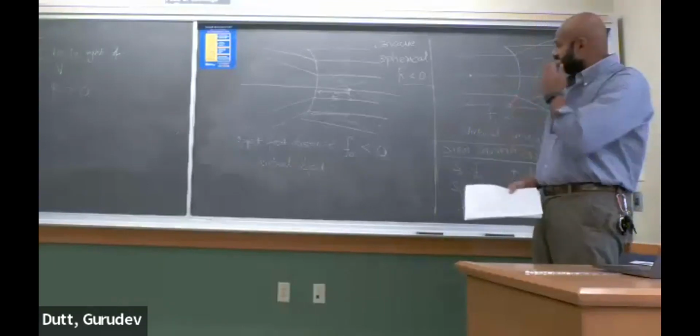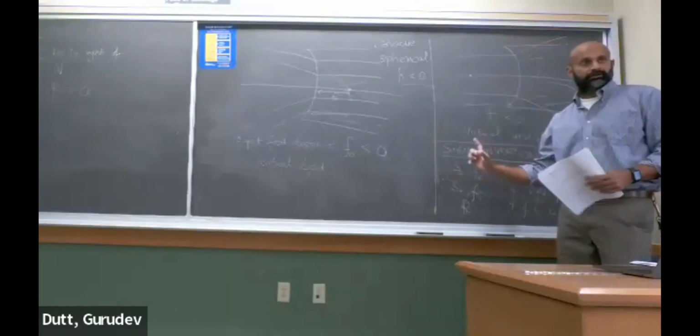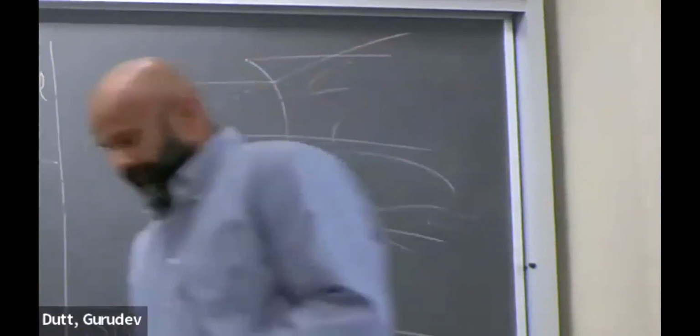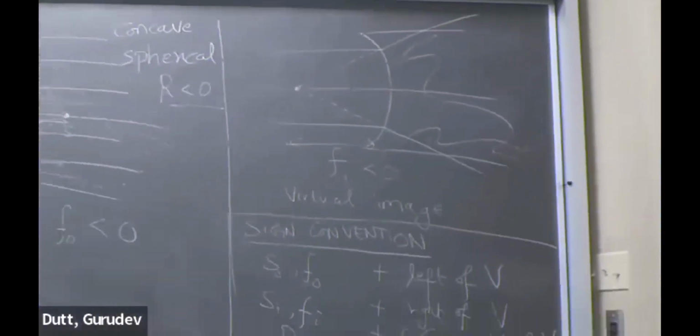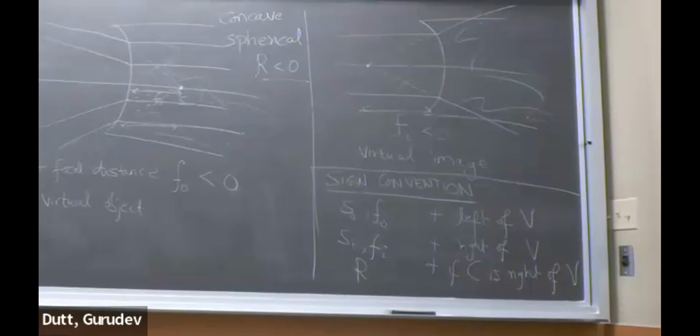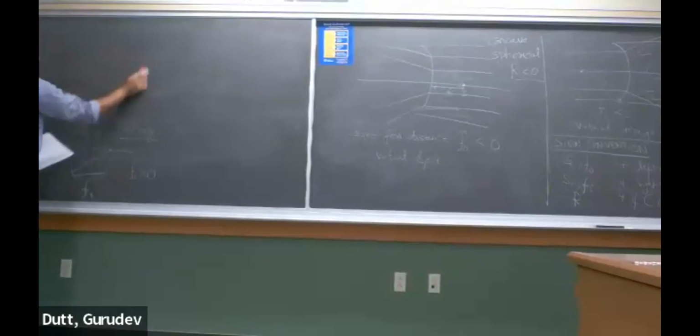Oh, one other thing I should have mentioned before I go on. Pretty clear on the sign convention? Okay. One other thing that I should have mentioned is that if I go back to the formula for the spherical surface, we can take one other limit that I forgot to talk about.